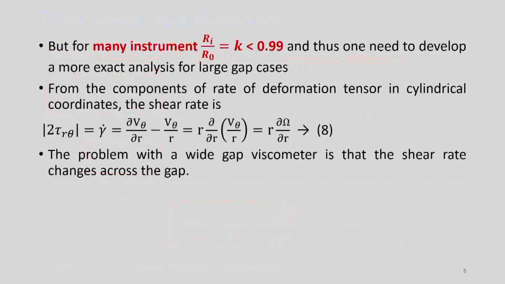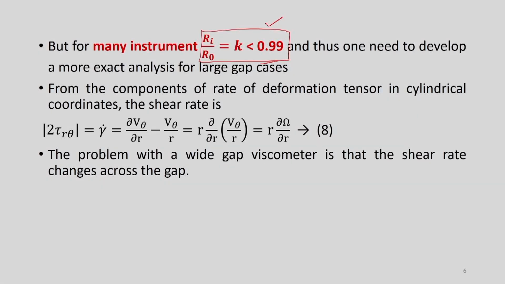Now, let us say we have a large gap, because in general it is not possible to have such narrow gaps like Ri by R naught greater than 0.99. Often we have K less than 0.99. So, in that case we need to carefully develop the relations. How to develop the shear rate expression?